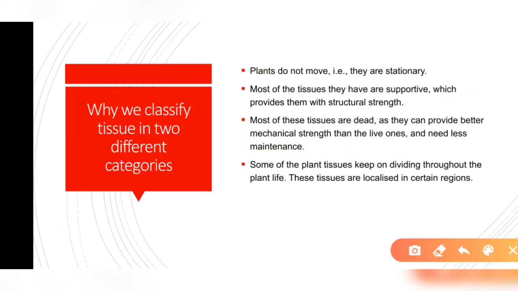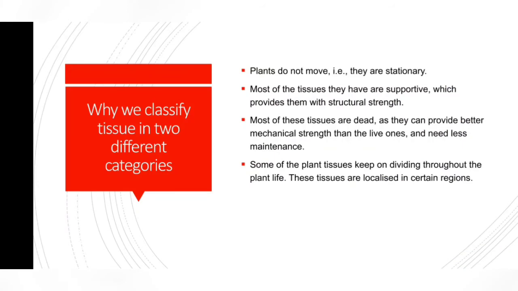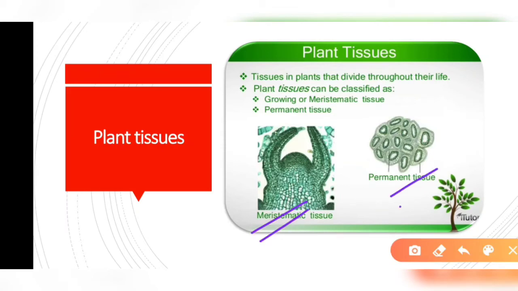The first group is the plant tissues and the second group is the animal tissues. We are going to learn about these two different kinds of tissue in further classes, or we can say further videos. Firstly, let's learn about the plant tissue. Plant tissue is basically divided into two groups: the meristematic tissue and the permanent tissue.